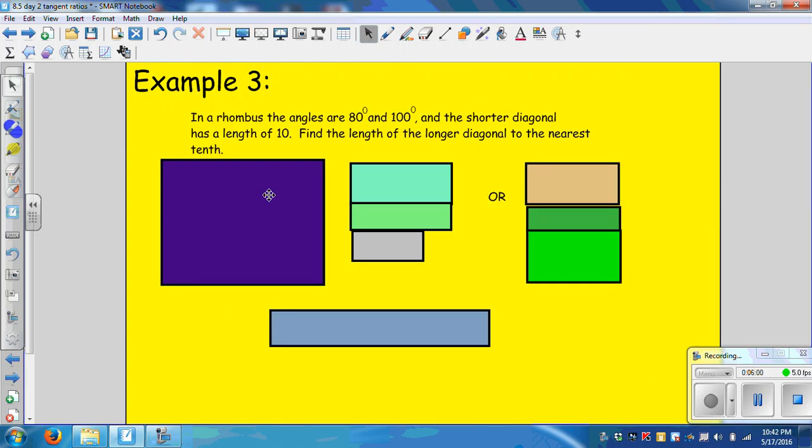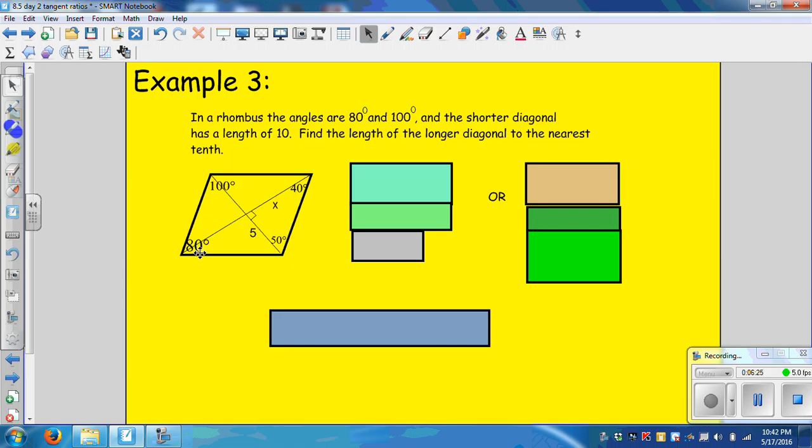Example 3. In a rhombus, the angles are 80 and 100 degrees, and the shorter diagonal has a length of 10. Find the length of the longer diagonal to the nearest tenth. So the first thing that you would want to do is set up the drawing appropriately. Make sure that you're drawing a rhombus where all four sides are congruent, and make sure that the obtuse angle is labeled with 100 degrees and the acute angle is 80.